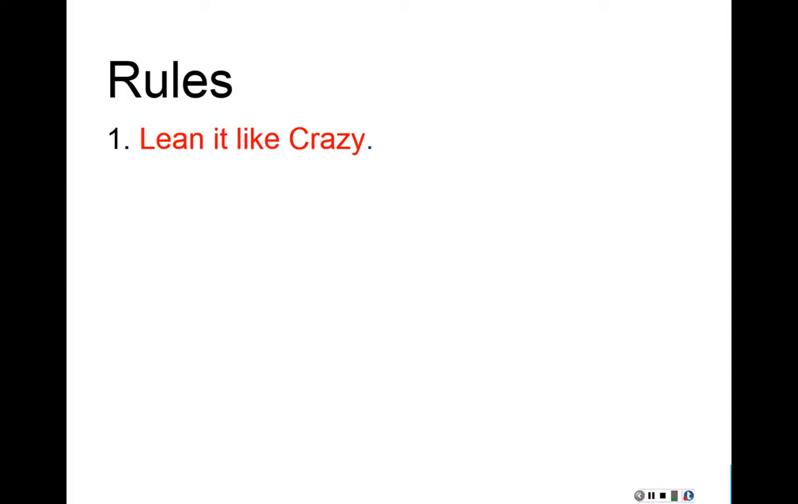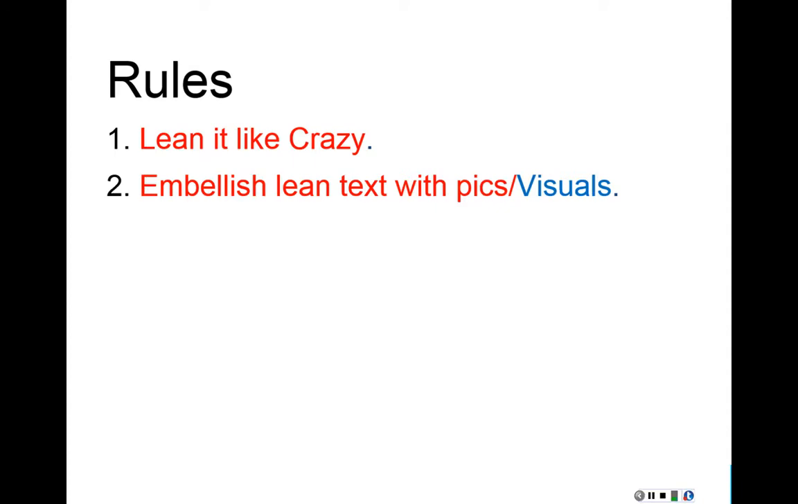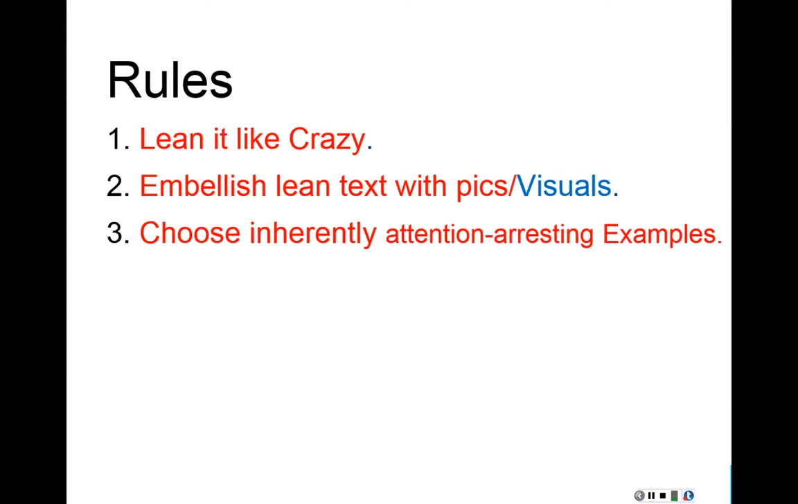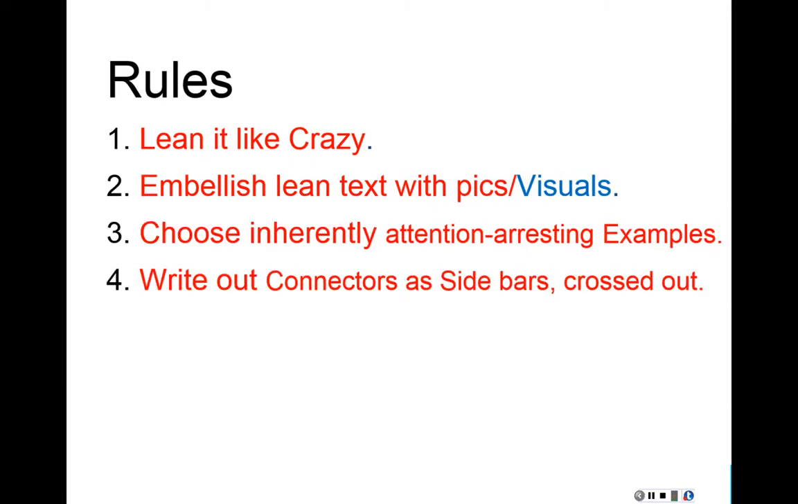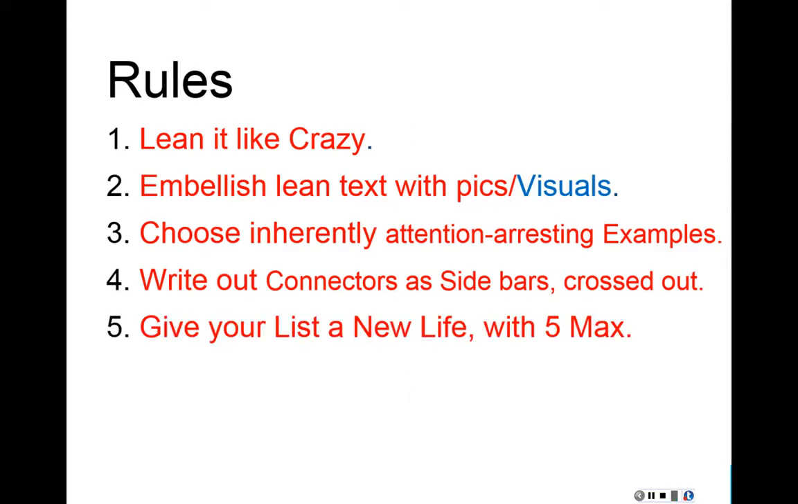And so finally, this is a list of the rules, 5 rules. Lean it like crazy. Embellish lean text with pictures or visuals. Choose inherently attention-arresting examples. Write out connectors as sidebars, crossed out so students don't copy them. And then give your list a new life with 5 maximum.